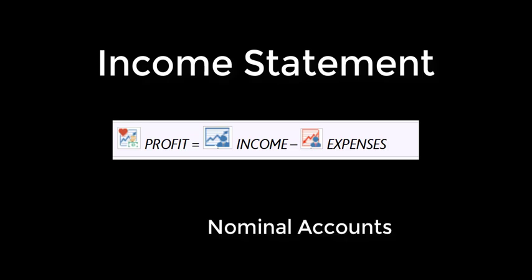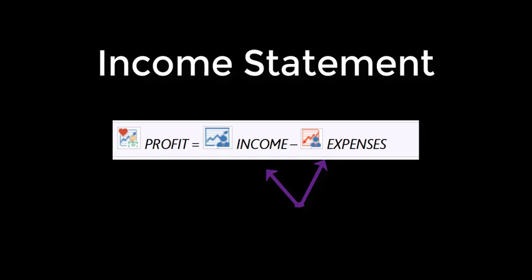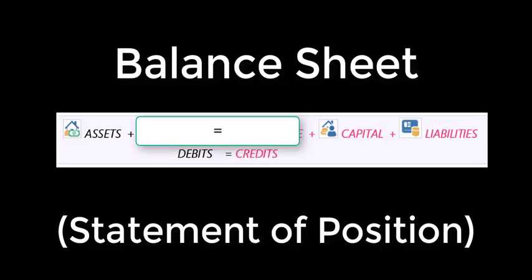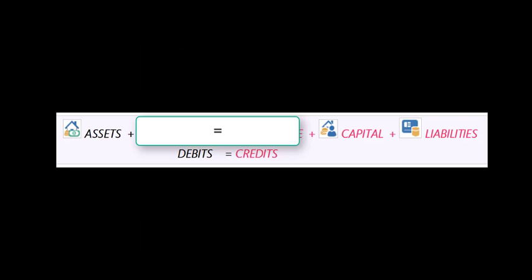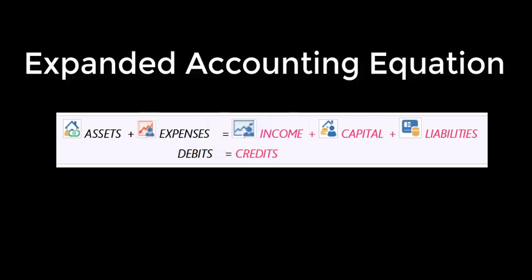In the income statement, we talk about income and expense accounts being nominal accounts. That means that they're temporary. At the end of the year, we add them up and we transfer the balance over to retained earnings or into profit or owner's equity. In the balance sheet, we have assets equals capital plus liabilities. When we combine the income statement and the balance sheet, we talk about the expanded accounting equation. That is, well, assets plus expenses equals income plus capital plus liabilities.